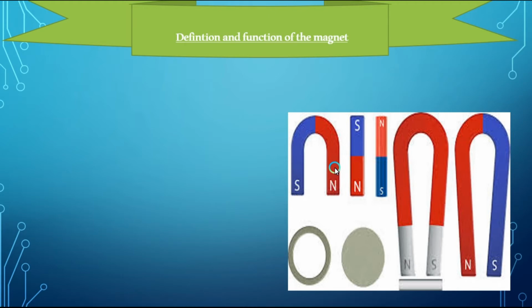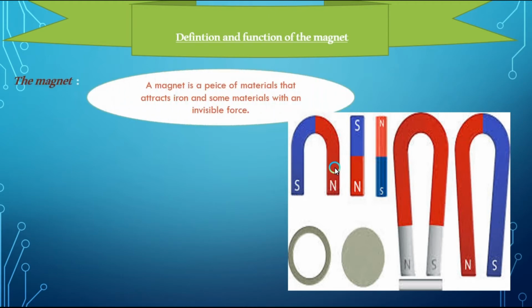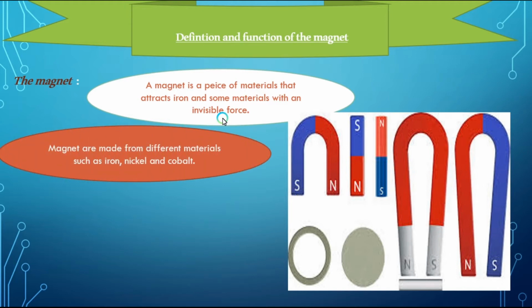So we're going to define the meaning of magnet first. The magnet is a piece of material that attracts iron and some materials with an invisible force. This invisible force, we know that sometimes when we use two magnets, sometimes they will pull each other and sometimes they will repel each other. And then the magnet is actually formed by what? The magnet is formed by iron and sometimes by nickel or cobalt. Those are elements that we can use to make a magnet.